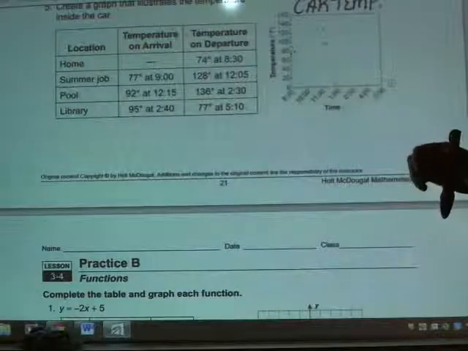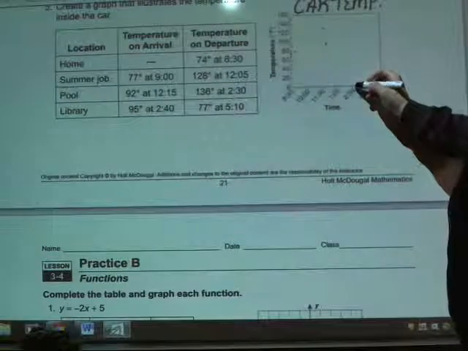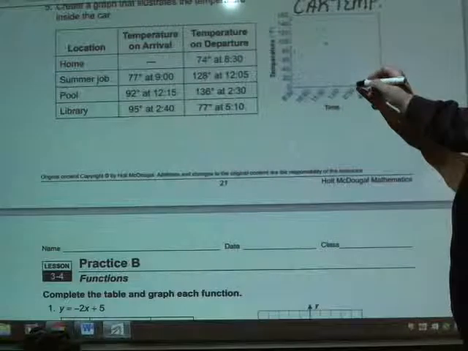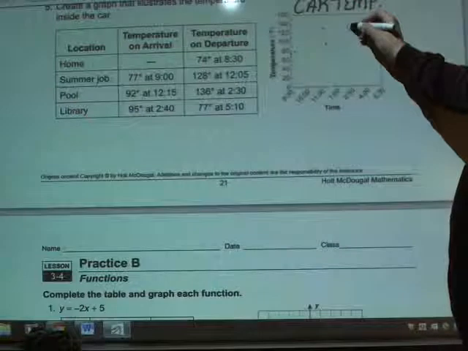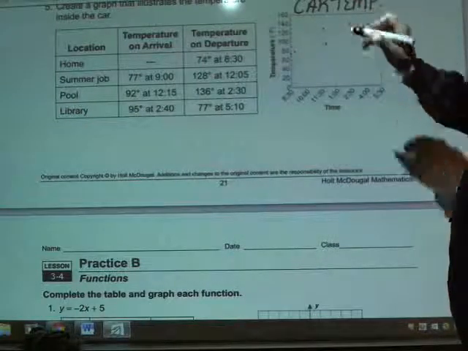At 2:30, it's going up to 136 degrees when we leave the pool. We must be in Arizona or Texas or somewhere warm, and we've got to make the graph go all the way up to 136. So halfway between 120 and 140 would be 130, so we want to go a little bit higher than that.